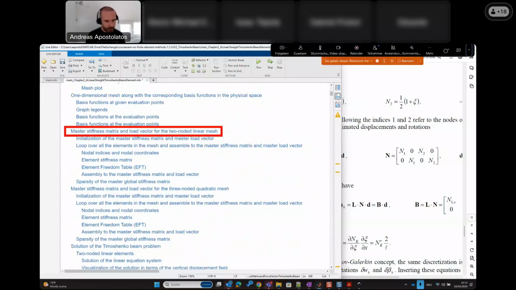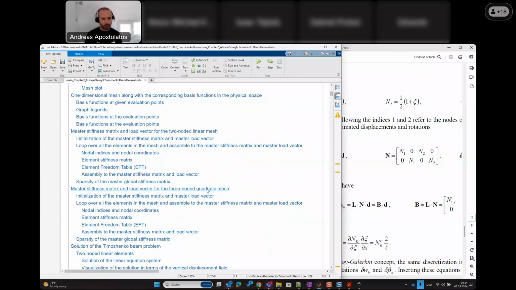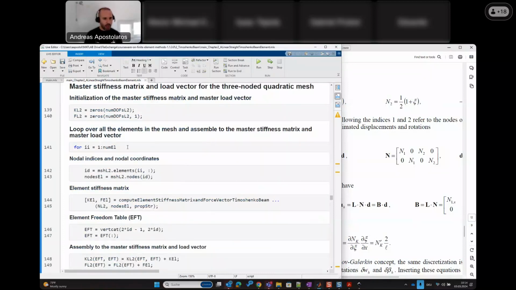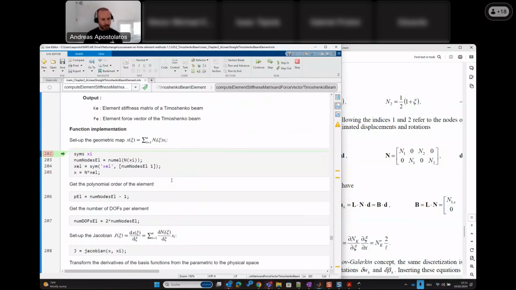Here is the master stiffness matrix and load vector for the 2-noded linear mesh. I'm going to go now to the master stiffness matrix and load vector for the 3-noded quadratic mesh. You just click on the hyperlink, and we are now there. Now I'm going to do the same thing as before. I still have a breakpoint for the debug mode in MATLAB already in the function. So I'm going to say run section, and it's going to bring me back into the function. And I'm going to press step again, and again, and one more time to proceed.